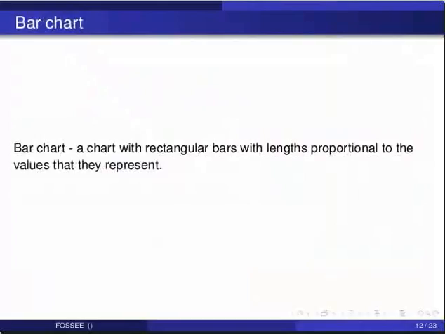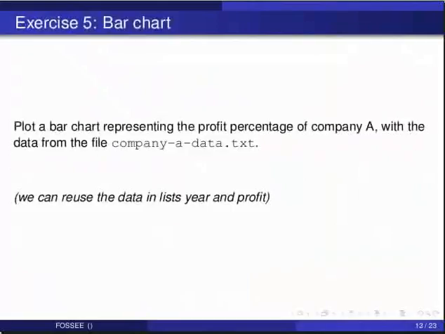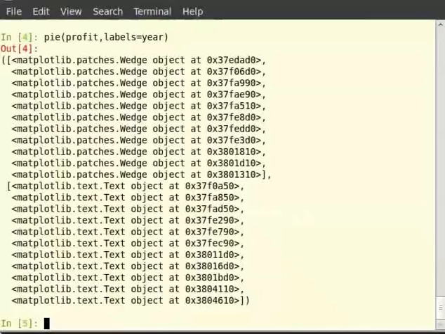Plot a bar chart representing the profit percentage of company A with the same data file company-a-data.txt. Let us reuse the data we have loaded from the file previously. We can plot the bar chart using the function bar, followed by brackets, and hit enter. Inside the brackets you can put bar within brackets year comma profit.